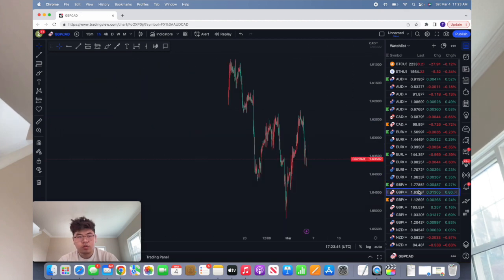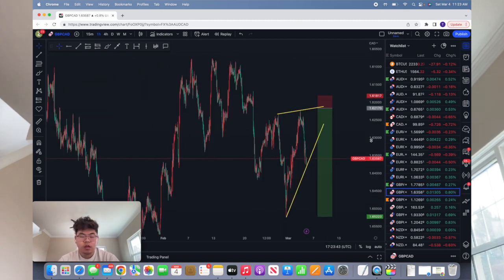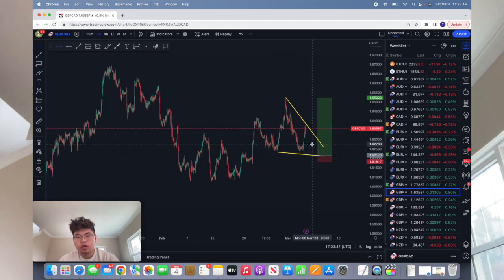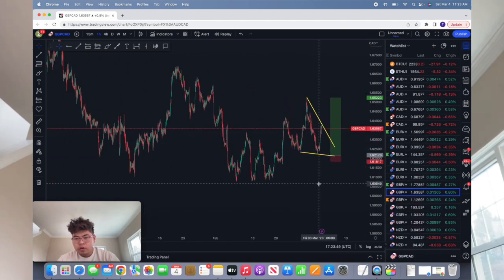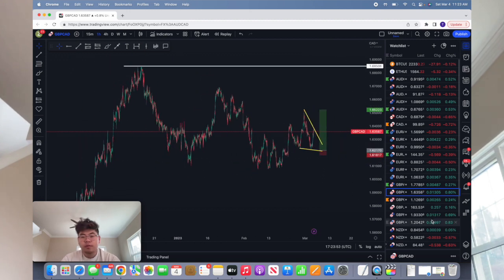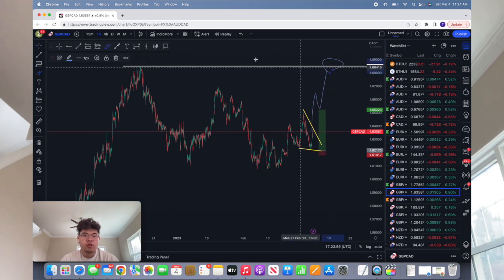Let's see. Next one, GBP CAD. There's no commitment here. I wouldn't even want to enter this. If it goes down, I probably wouldn't even want to enter that. But it may just break out, and I will look for opportunities here and here.